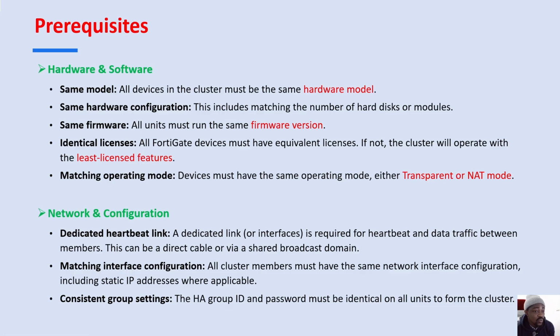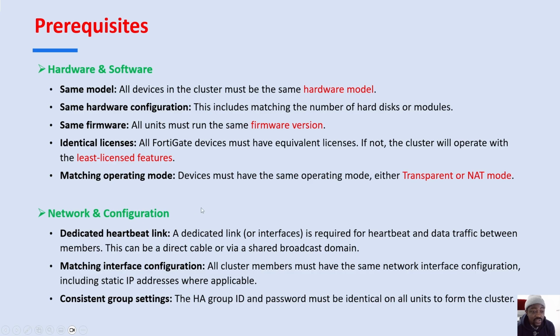So your cluster will run with the least license features. The features that are available are those of the device that has the fewest features. You also need to make sure the firewalls are running in the same operating mode. As you know, your FortiGate device can run either in transparent or in NAT mode. So if you want them to participate in the HA cluster, you need to make sure they are all running in the same operating mode.